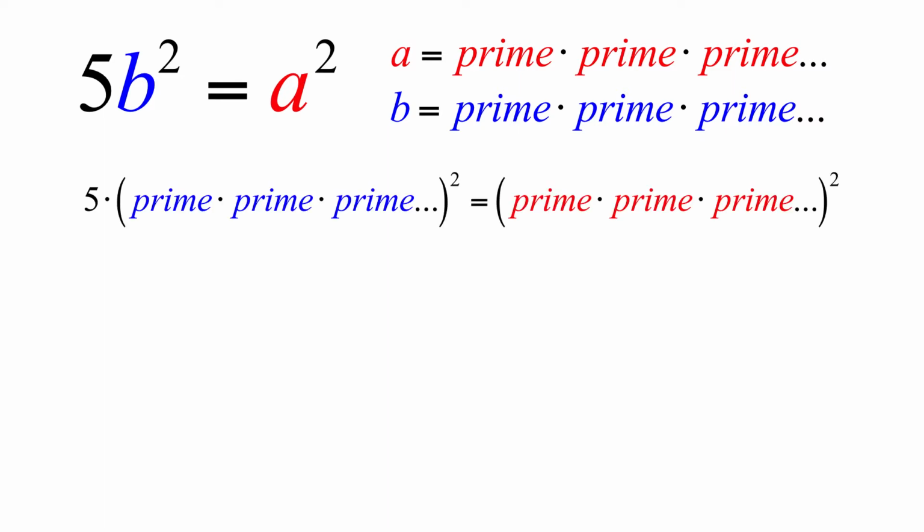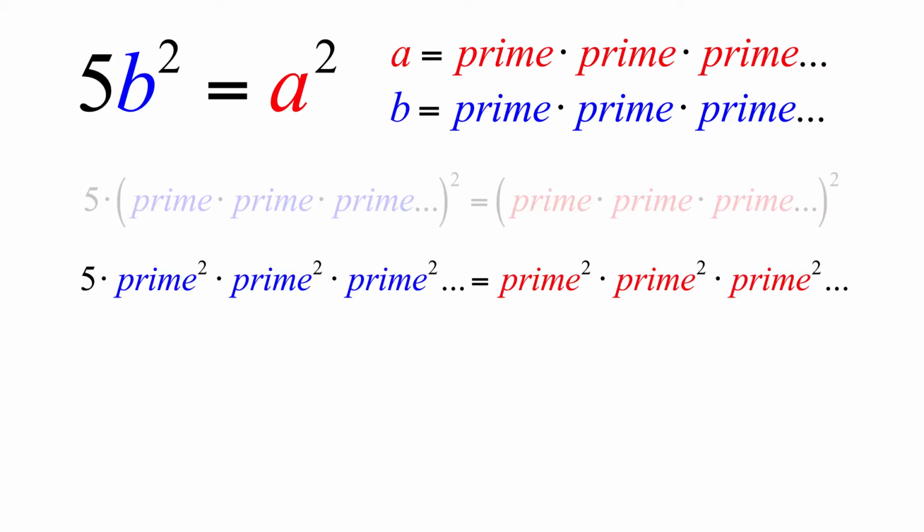So, we'll substitute for a and b with these products of primes. And we get an equation where, again, we can apply some rules for exponents. And we show that 5 times a product of squared primes equals a product of squared primes.